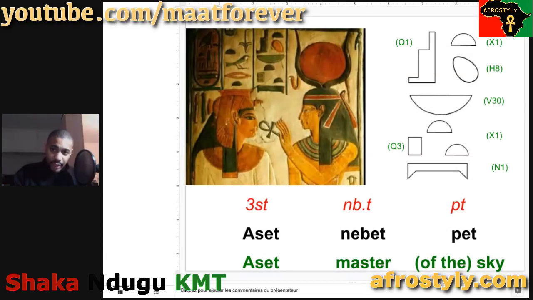Okay. So obviously, as you have at the bottom, this says Aset, master of the sky. Pet means sky. I did not say it, but it is translated at the bottom.